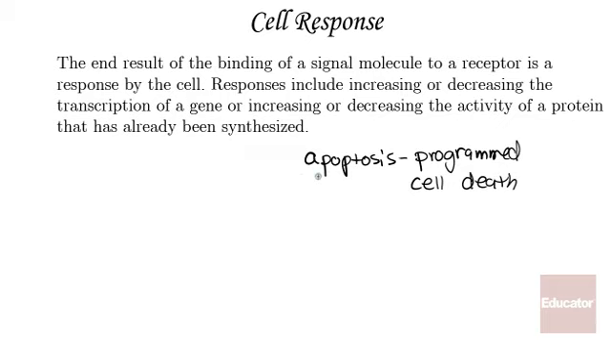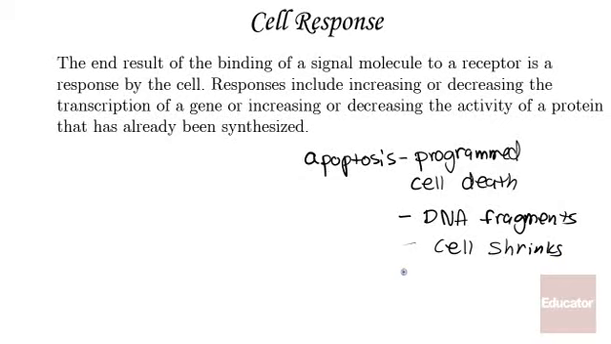It has a very distinctive appearance. What happens is the DNA fragments, the cell shrinks, and it forms what are called blebs on its surface. You might hear this called cell suicide also. It's programmed cell death. So end results of binding of a signal molecule can be growth of the cell, increase in metabolism. It could be release of a certain substance by the cell, or it could even be the death of the cell.